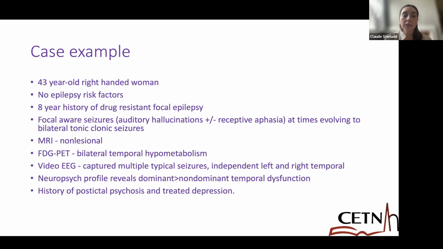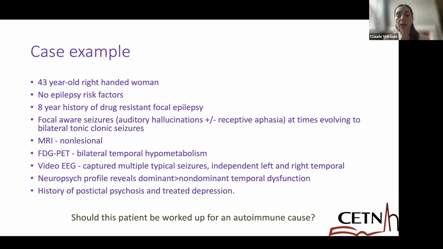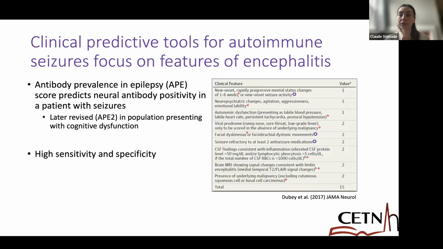She's non-lesional, she has bitemporal hypometabolism, she's had independent left and right temporal onsets, she has dominant greater than non-dominant temporal dysfunction, she's had postictal psychosis before, and she has untreated depression. So I just want you to think, would you work up this patient for an autoimmune cause? And I suspect that many of us would have a different answer in our heads, because we're still not 100% certain what is the exact phenotype of the autoimmune associated epilepsy patient. But we have a little bit of data, so I'll talk to you about that.